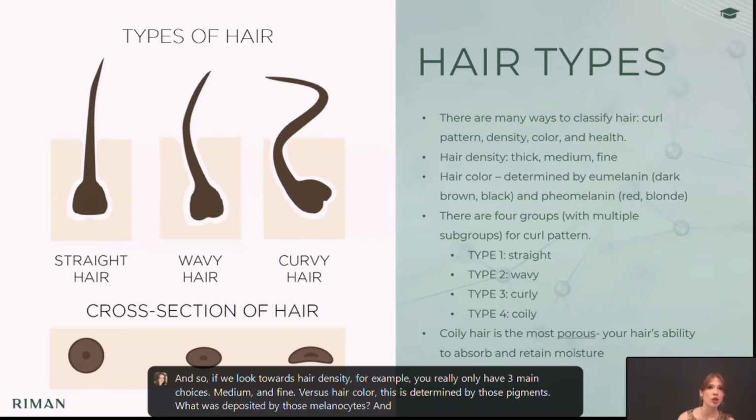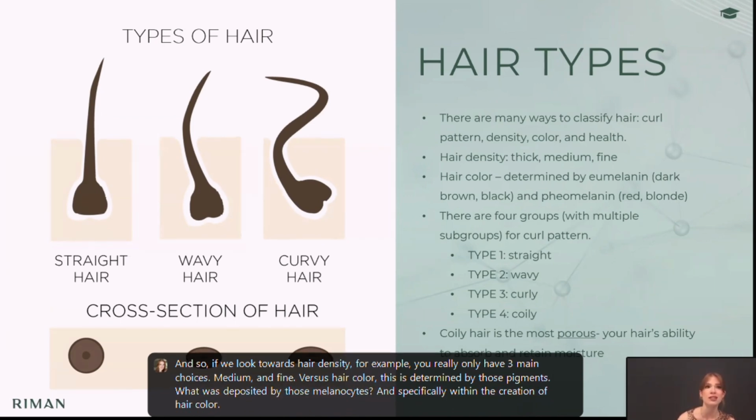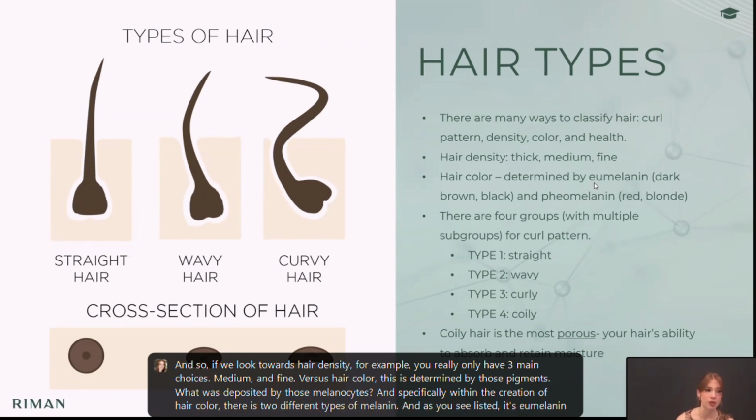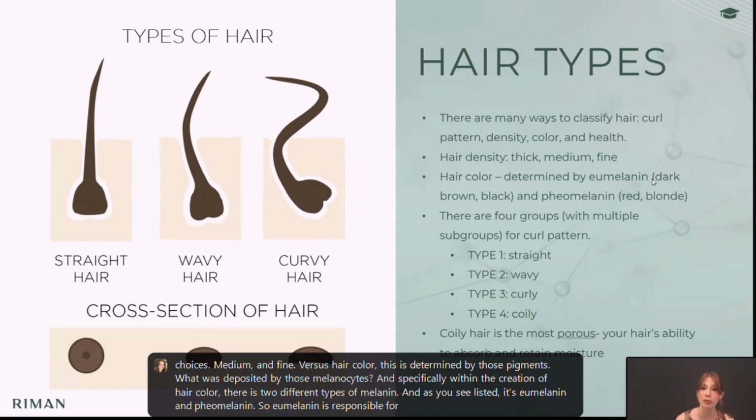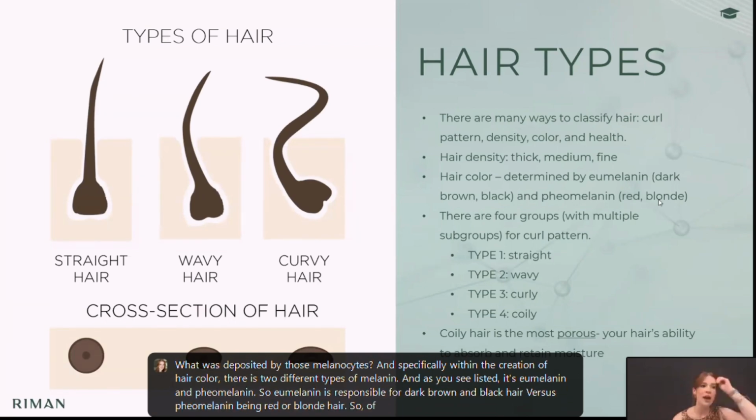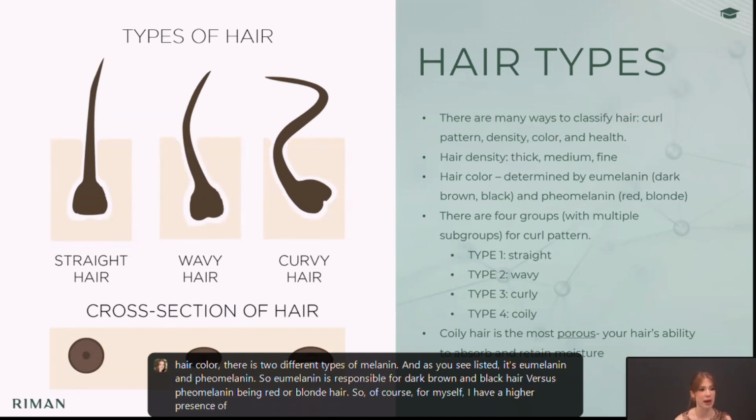And specifically within the creation of hair color, there are 2 different types of melanin. And as you see listed, it's eumelanin and pheomelanin. So eumelanin is responsible for dark brown and black hair versus pheomelanin being red or blonde hair. So of course, for myself, I have a higher presence of pheomelanin in my hair.